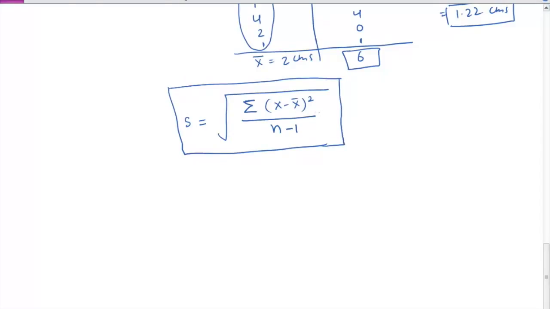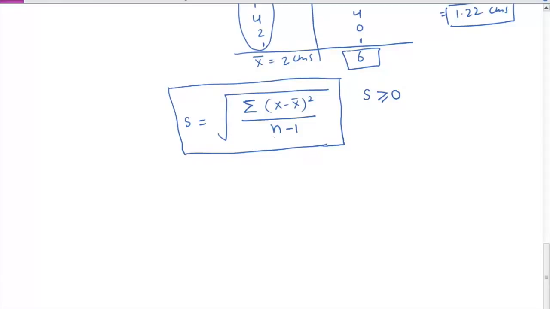Now because in the numerator you have x minus x bar whole square, this cannot be negative. So standard deviation cannot be negative, and the lowest possible value is 0. If there is no variation in the data, it will be 0. So standard deviation is greater than or equal to 0.